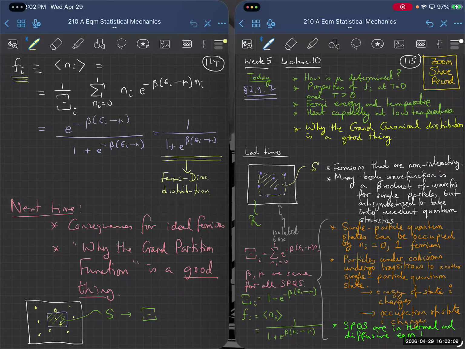So let's remind ourselves where we were last time. Last time we were dealing with the problem of a system of non-interacting ideal fermions. As usual, we're looking at the system where, over here on the right-hand side, we have a box with particles bouncing around in it. It's an isolated box. We have agreed to look inside the area shaded in green, which I've called S, the system that we are interested in.